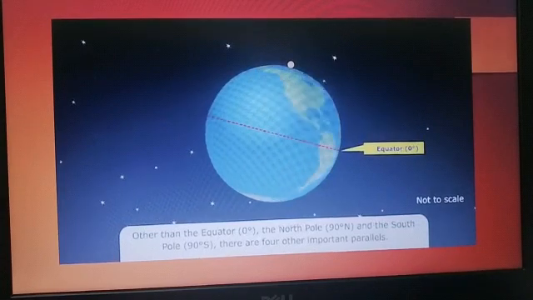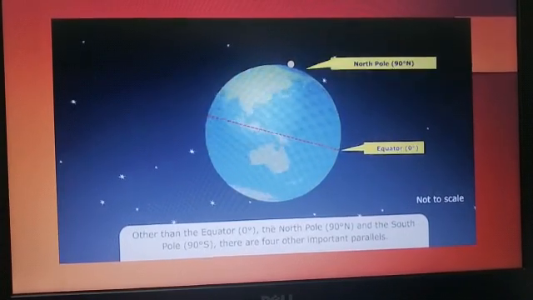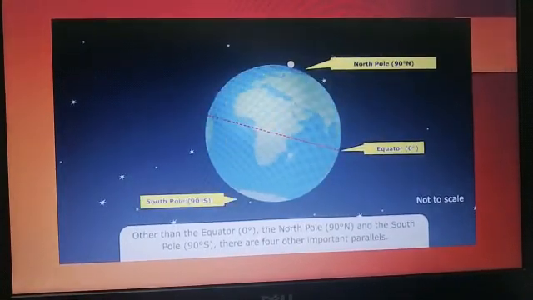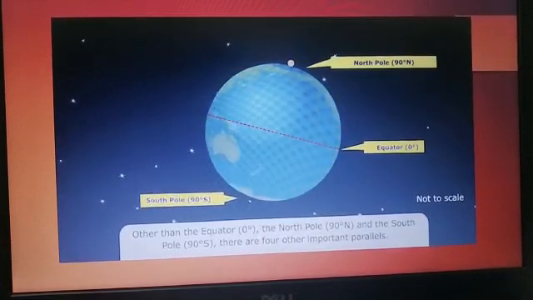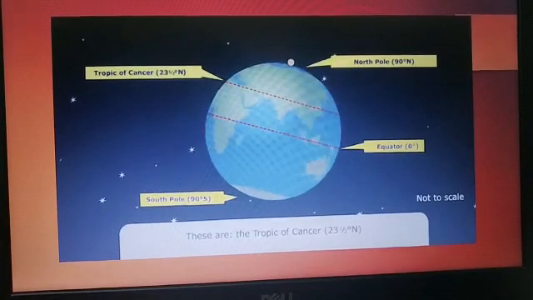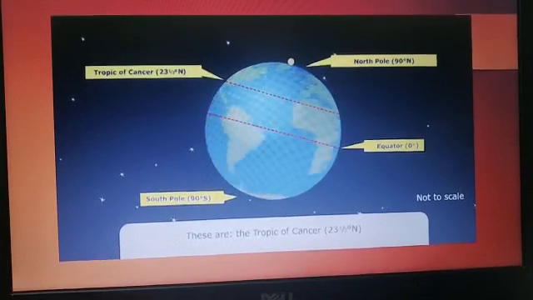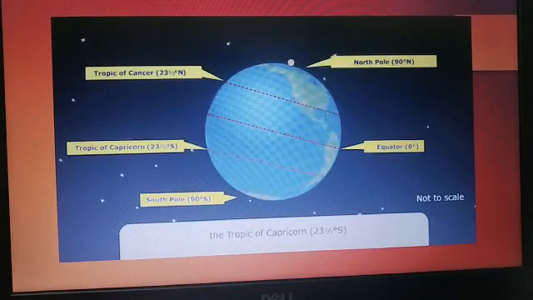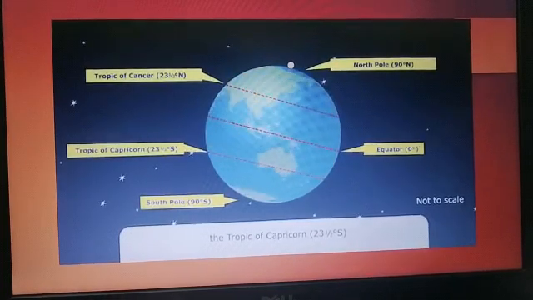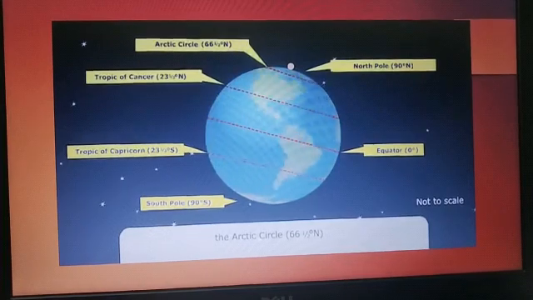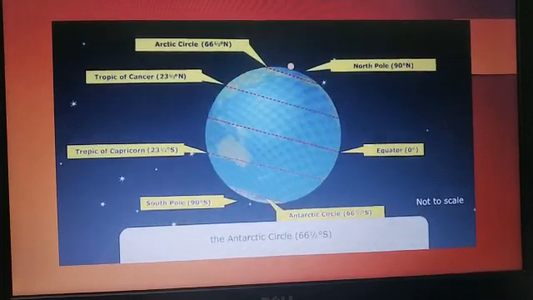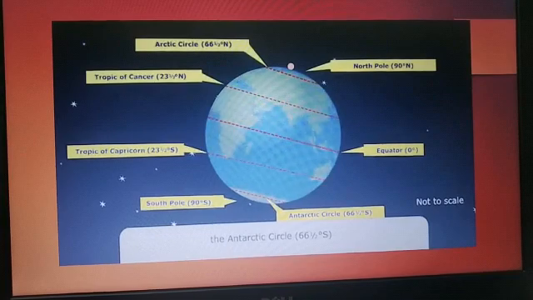Other than the equator, 0 degree, the North Pole, 90 degree north, and the South Pole, 90 degree south, there are four other important parallels. These are the Tropic of Cancer, 23.5 degree north, the Tropic of Capricorn, 23.5 degree south, the Arctic Circle, 66.5 degree north, the Antarctic Circle, 66.5 degree south.